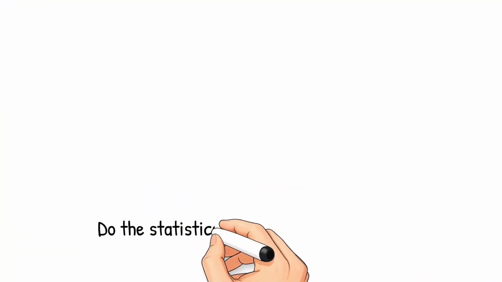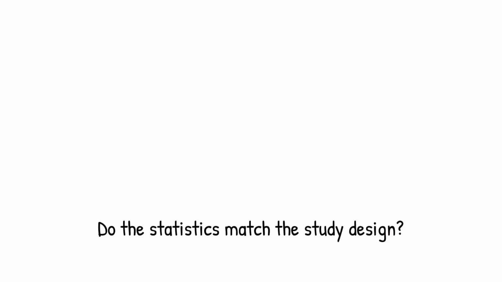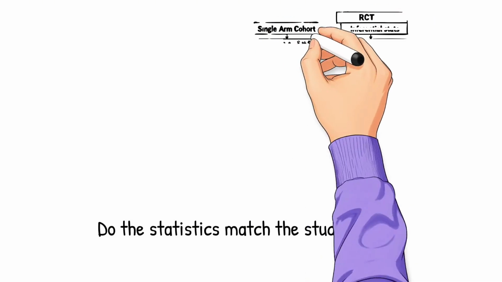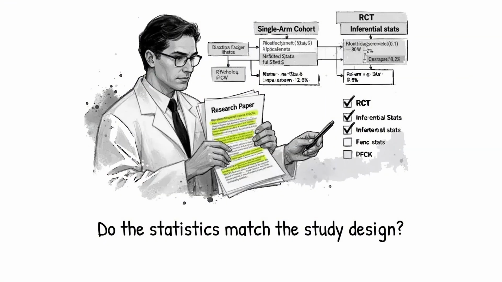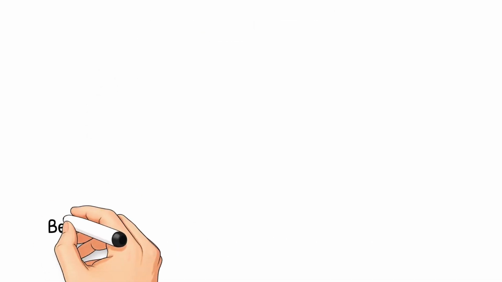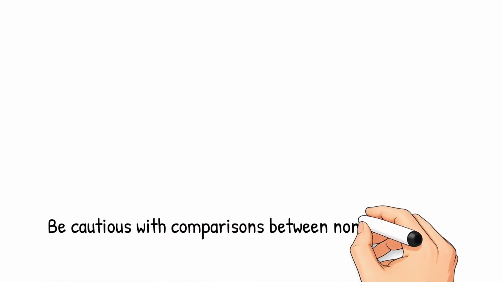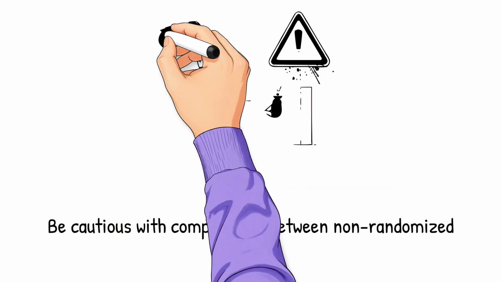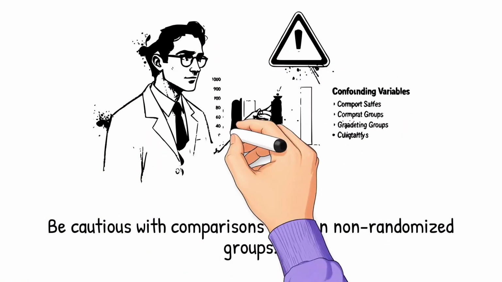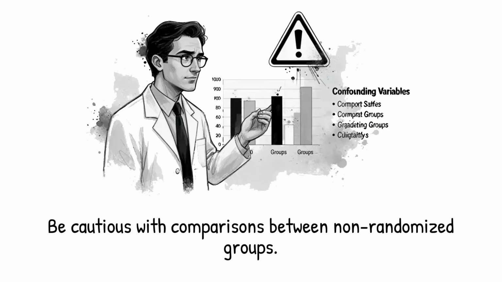When you finish reading the statistical analysis, ask one final question. Do the statistics match the study design? Descriptive statistics for a single-arm cohort. Appropriate. Inferential statistics for an RCT. Expected. Inferential comparisons between groups that were not randomized. Proceed with caution, because the result may be influenced by confounding factors that statistics cannot fully remove.